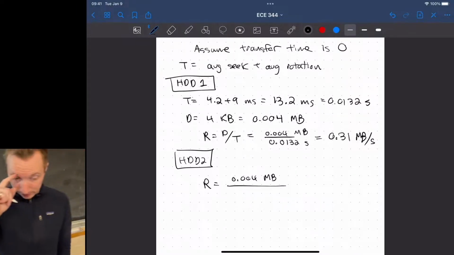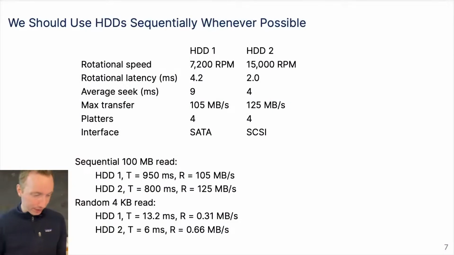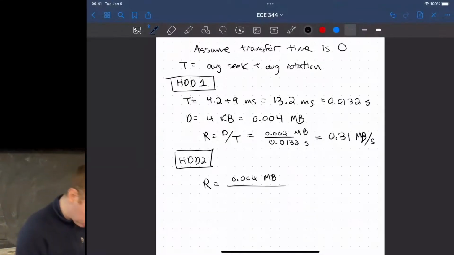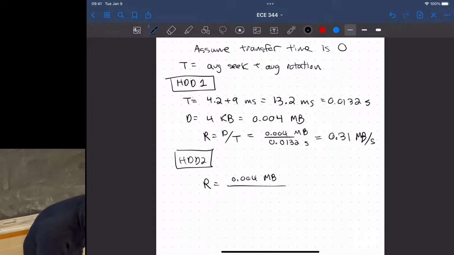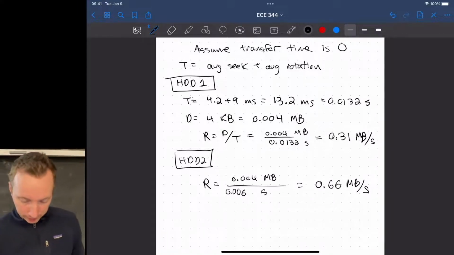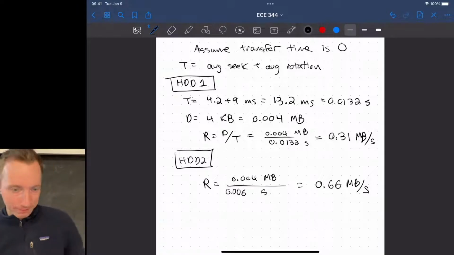In this case, it's going to be way faster because we're going to add 2 plus 4, which is going to be more than twice as fast because it spins a lot faster. So that would be 6 milliseconds, which is 0.001 seconds. So that would be 0.66 megabytes a second. So that's the two differences between the drive, some fairly simple math.